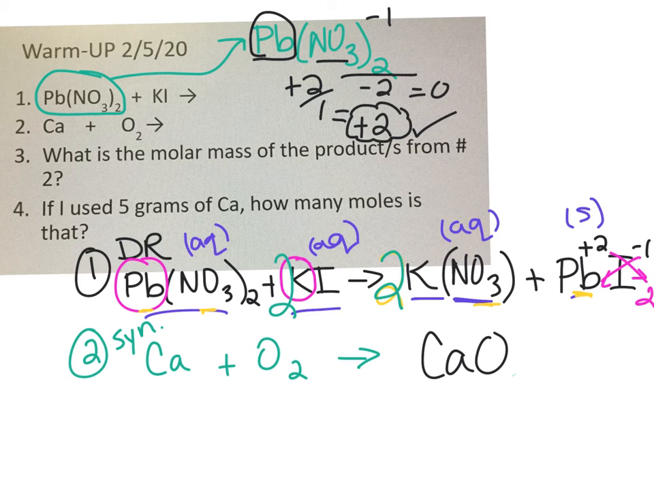All right. So with this, states of matter. Calcium, what is it? It's going to be a solid. It's a metal. Then we have diatomic oxygen. So what is that? Good. And then we have CaO.